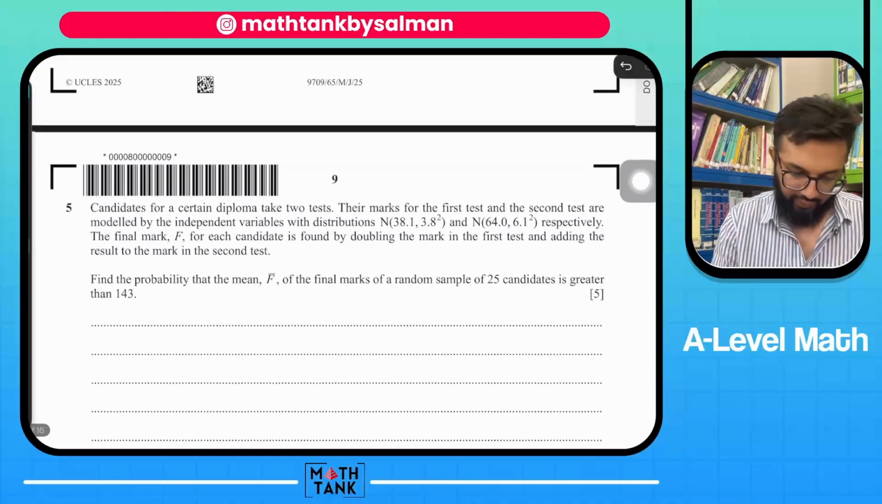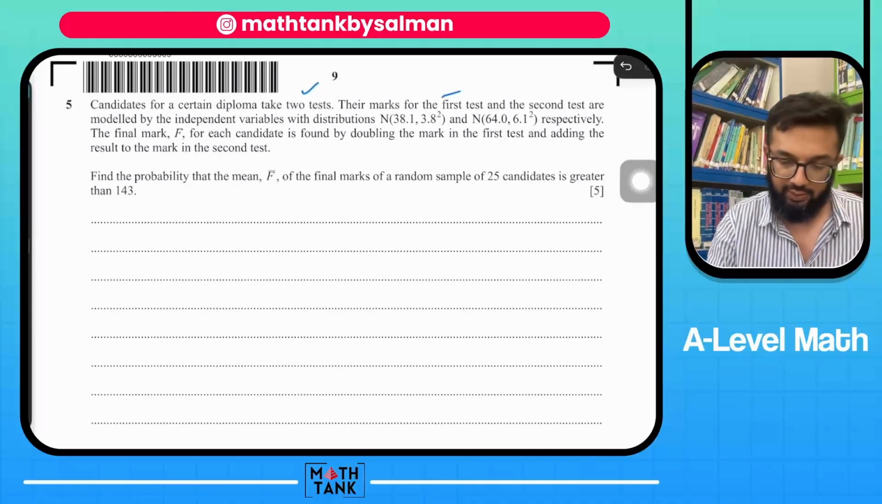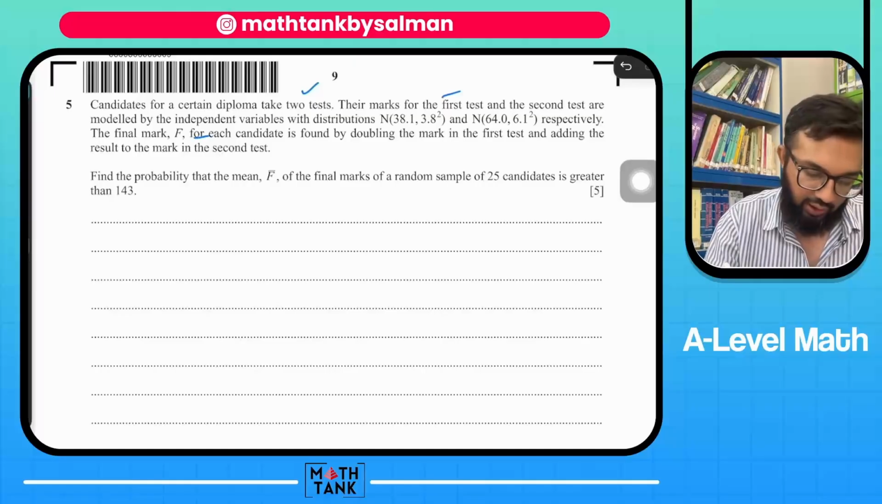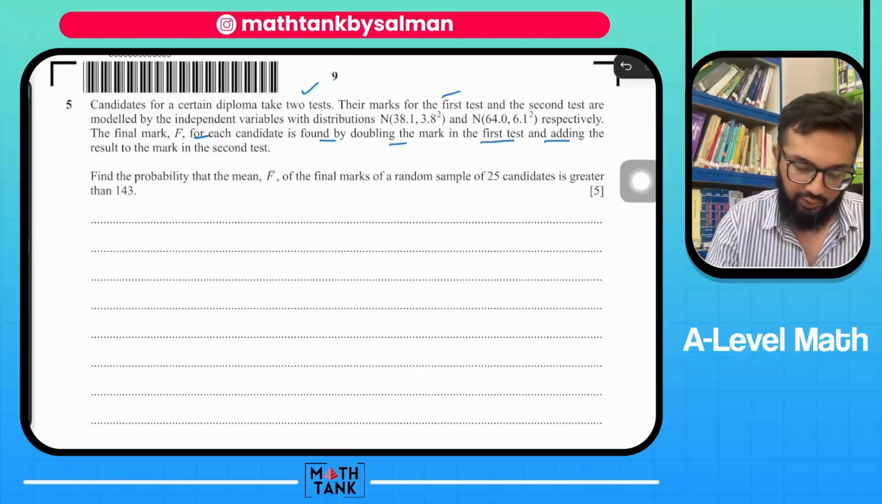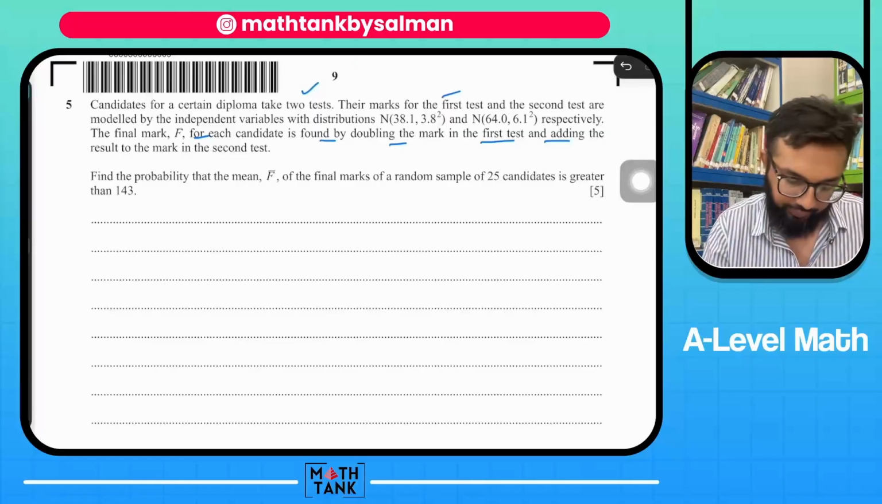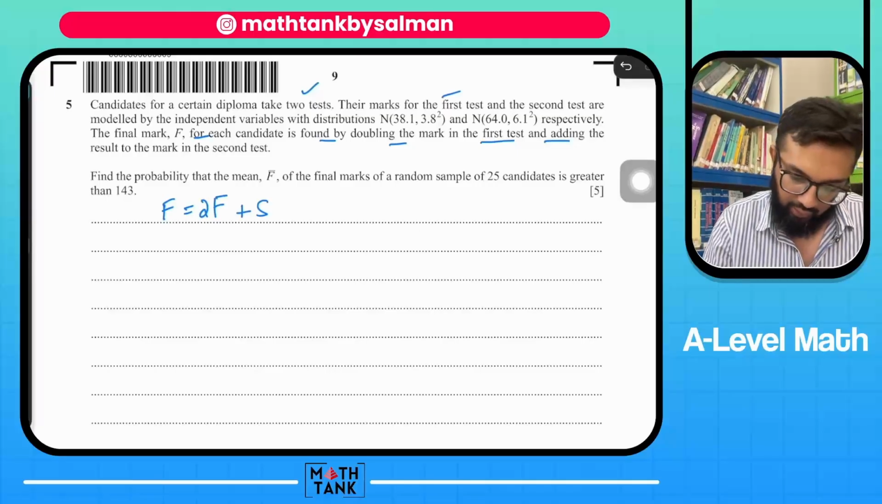Question number 5. Candidates for a certain diploma take two tests. The marks for the first test and the second test are modeled by independent variables with distributions this and that. The final mark F for each candidate is found by doubling the mark in the first test and adding the result to the mark in the second test. Okay, so the final mark. Okay, find the probability that F bar.